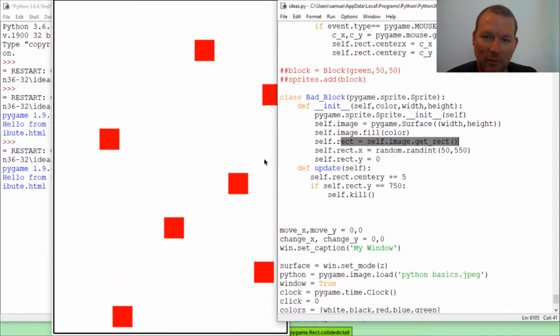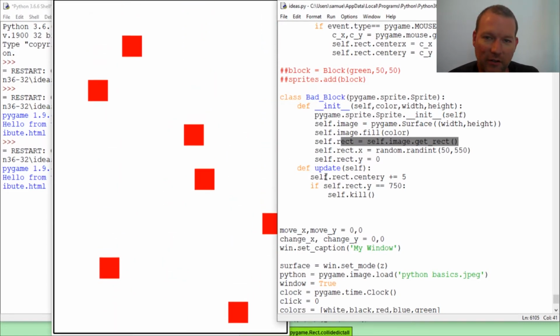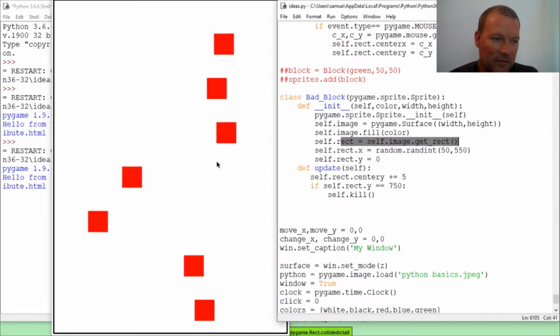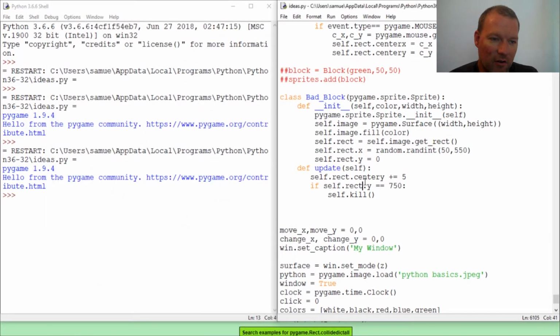So these are the building blocks, these are the micro videos, these are the bite-sized bits of information of how things are done in Pygame.